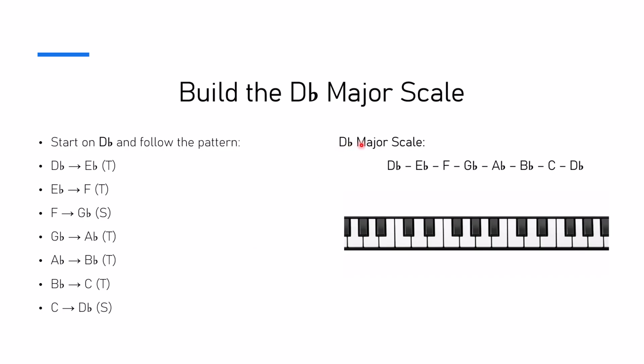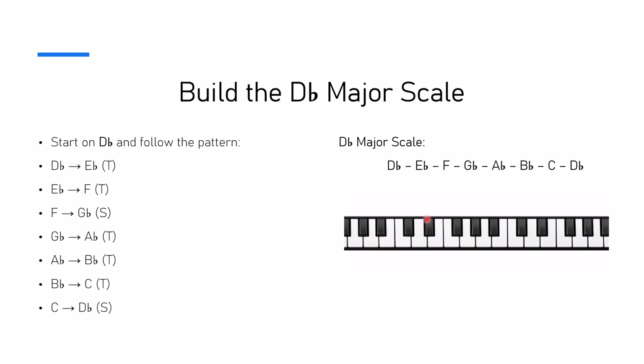Let's look at the alphabetical representation. This is it. We have D flat, E flat, F, G flat, A flat, B flat, C, and D flat.